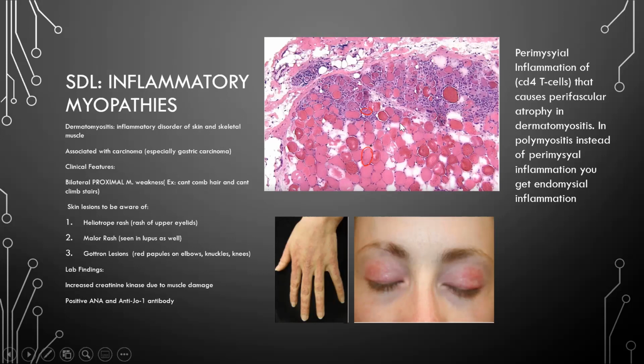This picture up on the top is due to the perimysial infiltration. You'll notice right around here at the top, the perimysium is what's infiltrated by CD4 cells. So that's a key feature to look at. And then you'll get increased creatine kinase because of the muscle damage. You'll also have positive ANA and anti-Jo-1 antibodies. So I'm pretty sure that's the take-home from those.